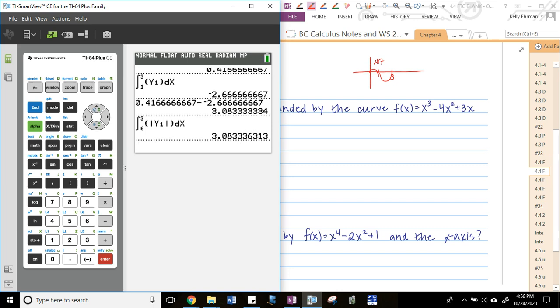That's kind of nice. Because the absolute value of y1 is forcing all those values that were negative to be positive. So it's graphing it as if it's like that and finding the two areas. All right, so you have options.